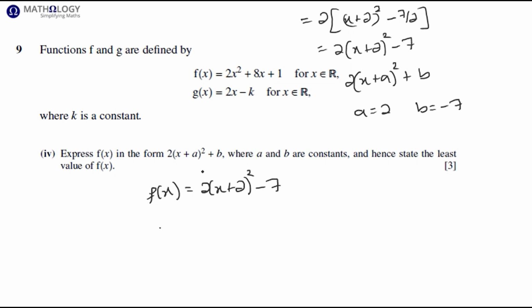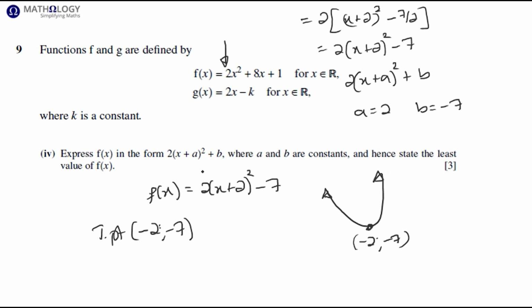From this expression for f of x, we can deduce that the turning point of the function is (minus 2, minus 7). We know that the function shapes up because the coefficient of x squared is positive, it's 2. So the function is going to shape up. The turning point is (minus 2, minus 7). And from that we can deduce then that the smallest y value is minus 7.